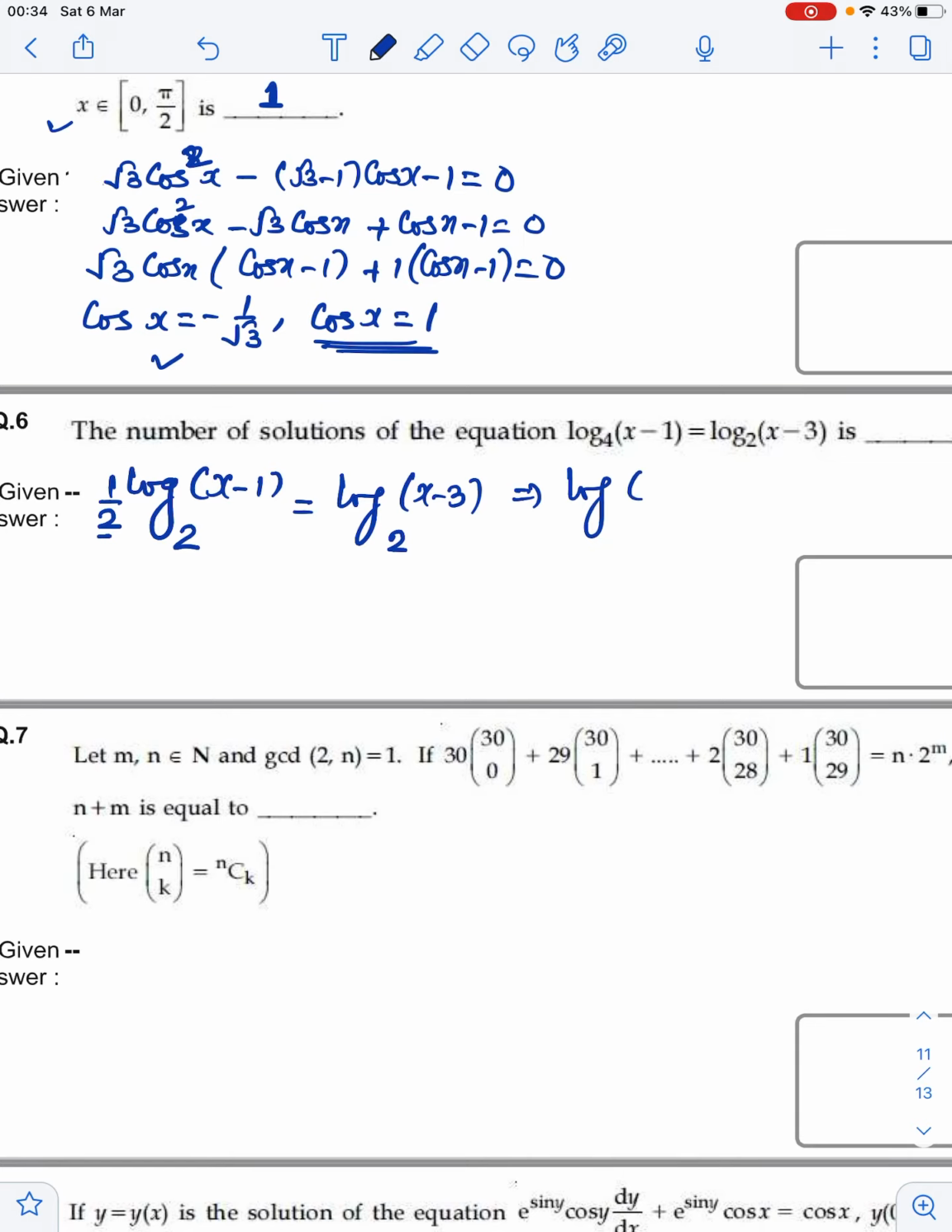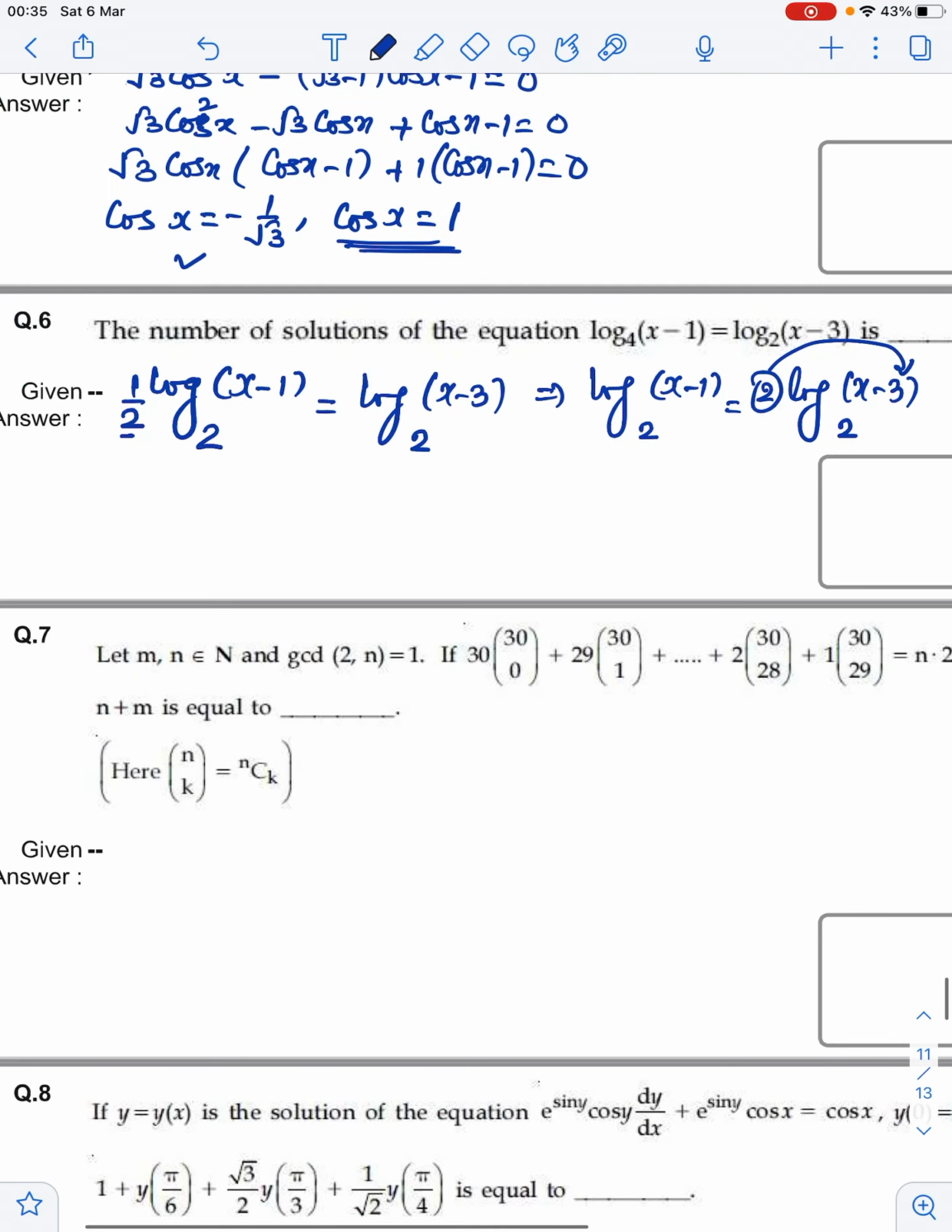So this becomes log of x minus 1 base 2 is equal to 2 times log of x minus 3 base 2, and then this 2 becomes the power of x minus 3, and you can remove log. So this is equivalent to x minus 1 is equal to x minus 3 whole square. Remember the point that x minus 1 should be positive and x minus 3 also should be positive. So overall x should be greater than 3 for the domain.